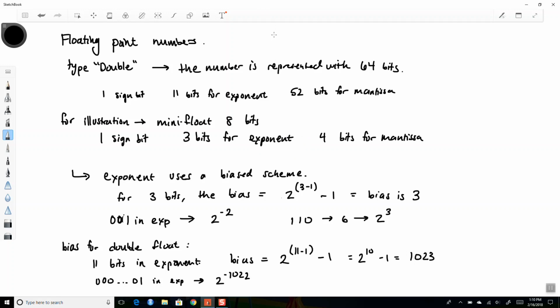So I think we did a little practice problem, right? So let's say I have this: 1, and 0, 1, 1, and 0, 1, 1, 0. Okay? What is this in decimal? So this is a mini float. Okay? What is this in decimal?